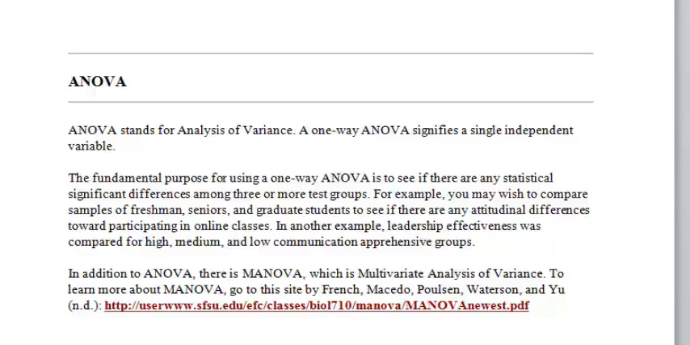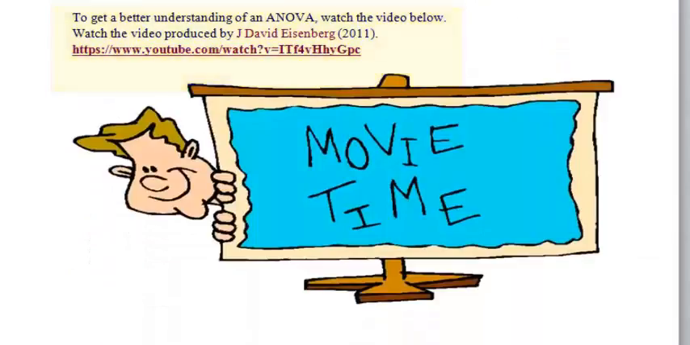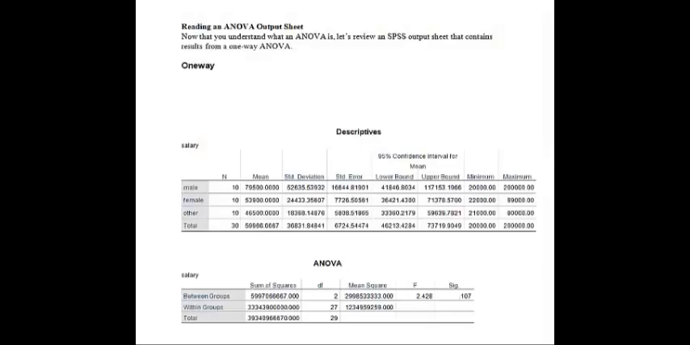So let's get a better idea of what an ANOVA is. And this time, I want you to stop the tape, and I want you to view this video before proceeding. Now that you understand what an ANOVA is, let's review an SPSS output sheet that contains results from a one-way ANOVA.